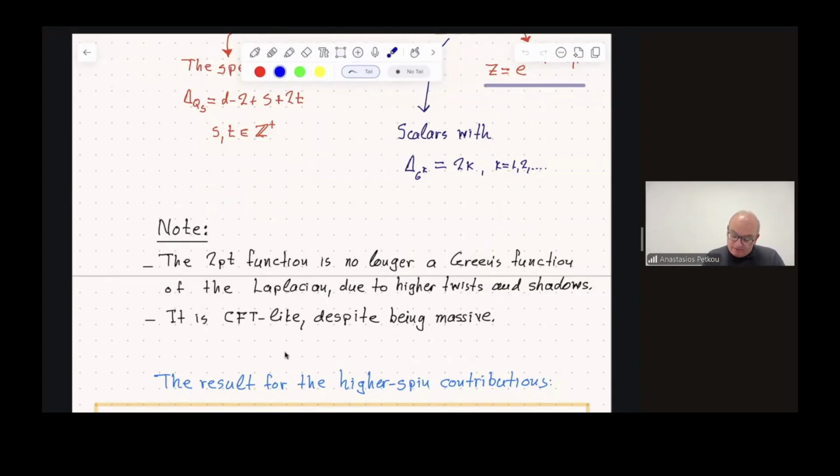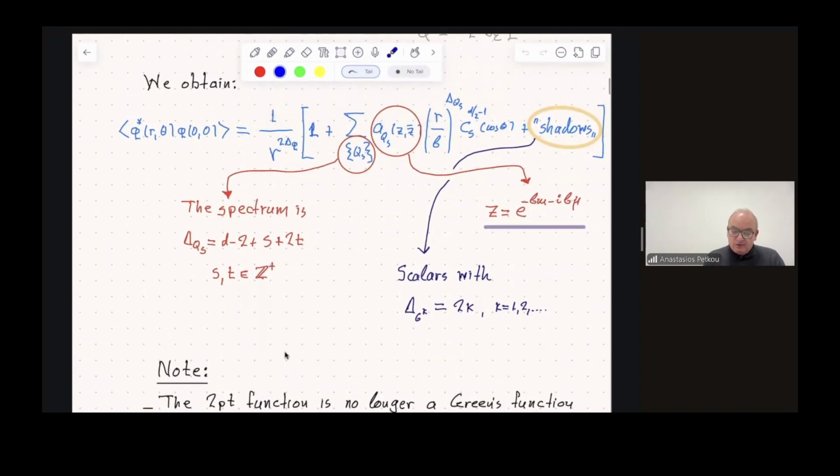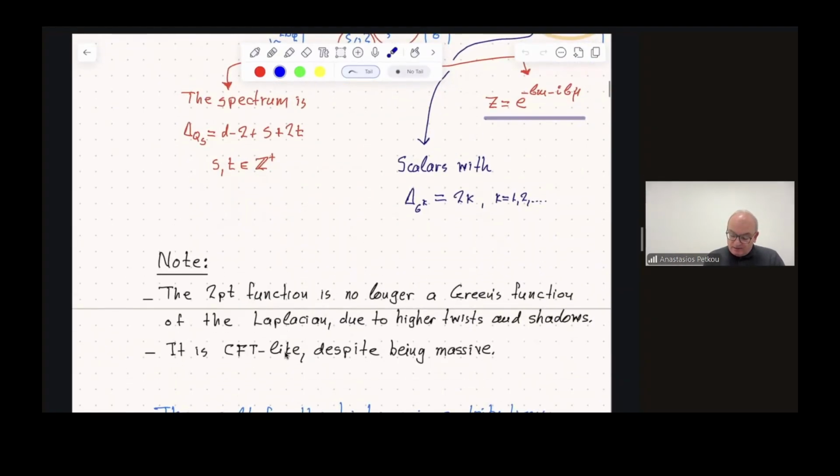Now, the second observation, which should come as a surprise, is that this is not a conformal field theory. This is a massive theory. So why should this have an OPE expansion as a would-be conformal field theory? So the expansion is CFT-like, despite being massive. For every value of the mass, I can write this expansion. And I emphasize it is not a CFT.